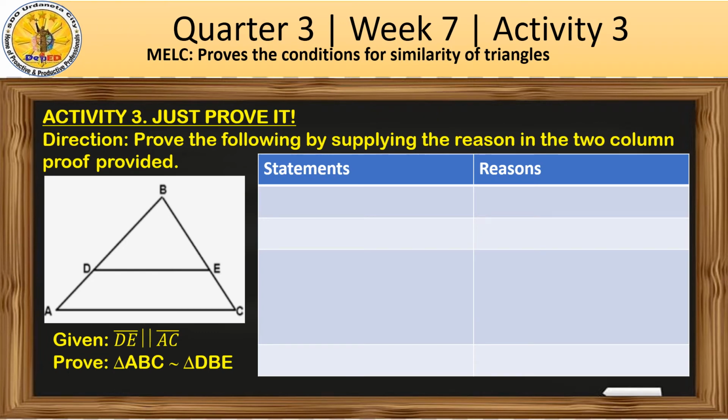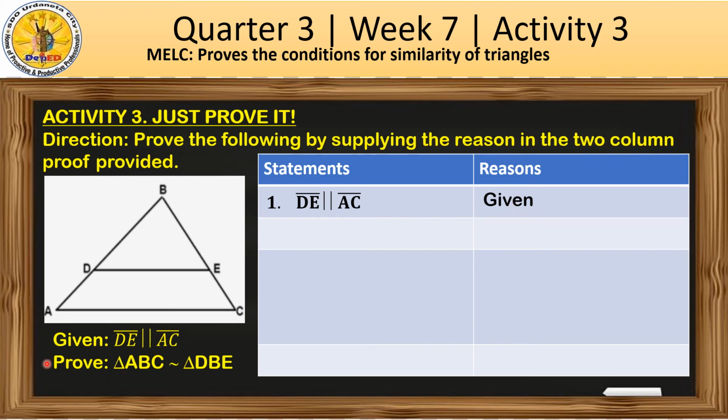For Activity 3, just prove it. You are going to complete a two-column proof. You will supply the statements and the reasons to prove a certain mathematical sentence. In this example, we are going to prove triangle ABC is similar to triangle DBE. Now for the first statement, it will be segment DE is parallel to segment AC.